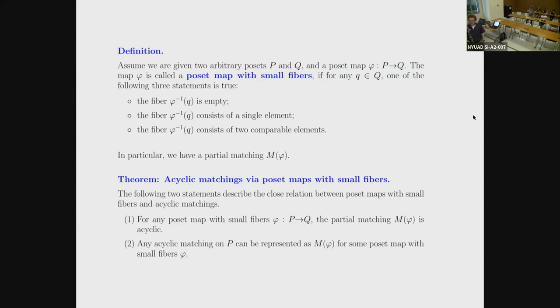So if you want to understand discrete Morse theory more conceptually, it's actually the same as this theory of poset maps with small fibers. It's a very compact way to state this whole theory, because you just specify what kind of preimages of elements you allow, and you get the whole discrete Morse theory. And in principle, you could specify other families of preimages and get different theories. So, like I said, this gives an equivalent theory: for any poset map with small fibers, you get an acyclic partial matching, and vice versa.